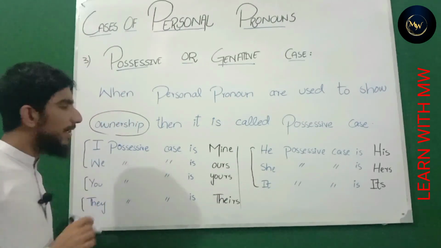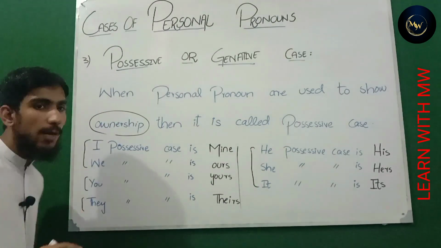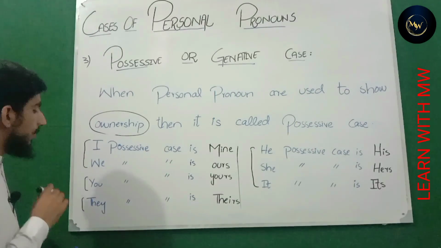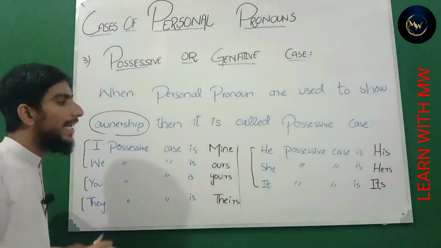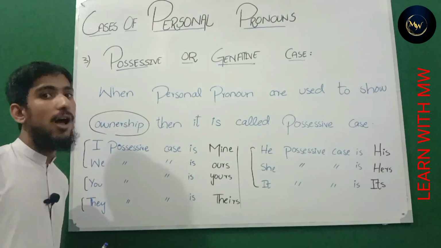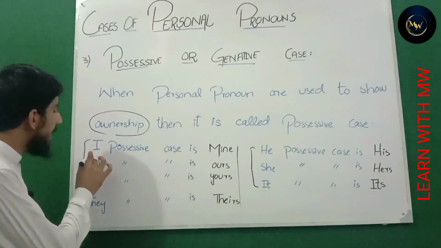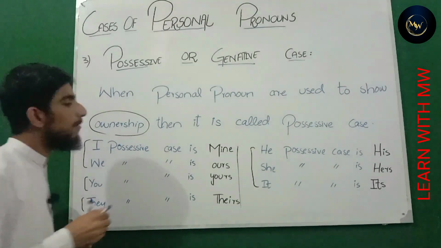So now remember that I and we are first person pronouns. You is the second person pronoun. He, she, it, they are called third person pronouns. So now remember that the possessive case of I is mine.